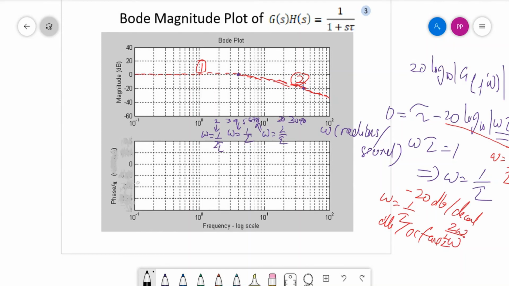If you draw the exact plot, it will come like this, and there is a 3 decibels error near the corner frequency, and again it will be approximated like this. So here if you see the difference at double the frequency, these two differences should be 1 decibel, and at the corner frequency, the difference should be 3 decibels. So this is how we can plot the magnitude for Bode.